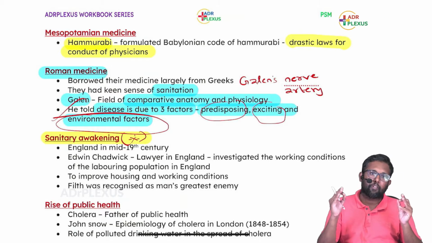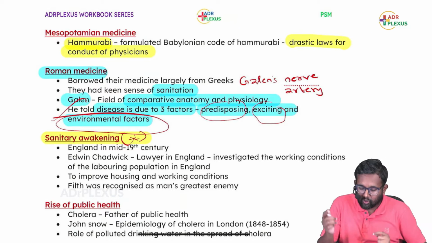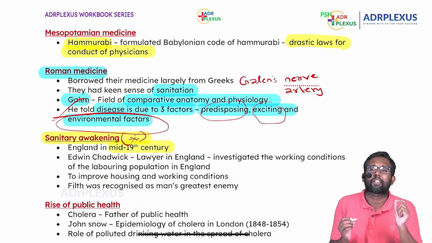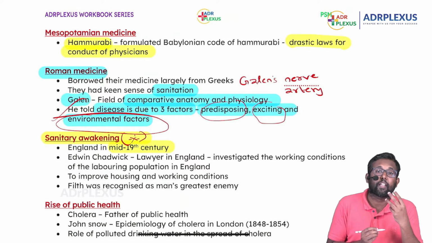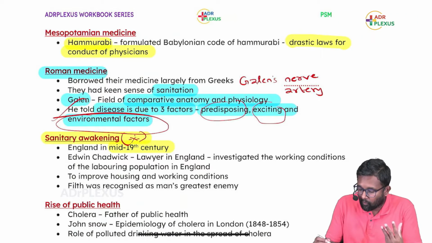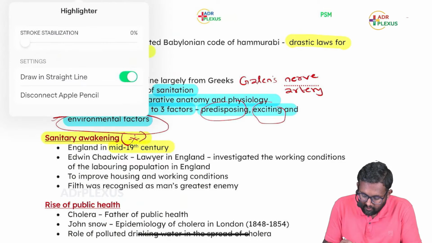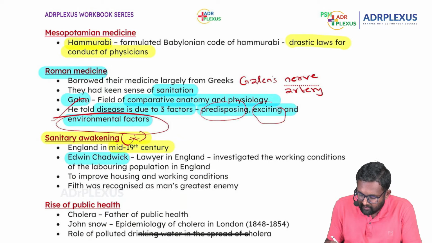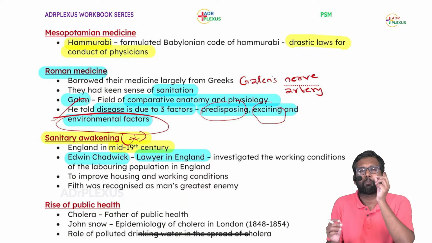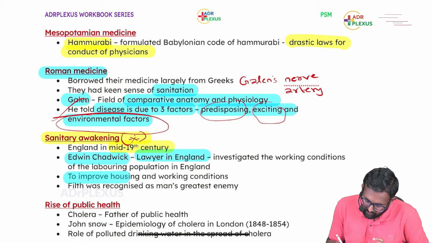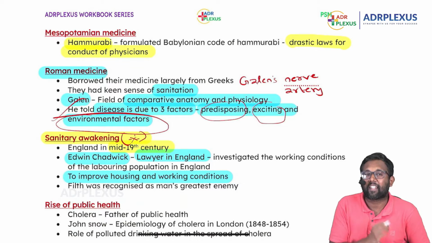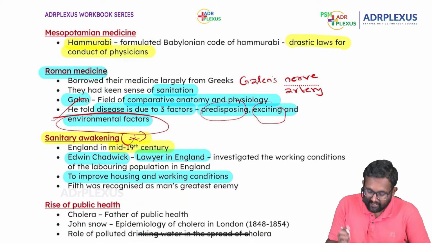In that kind of place, people were living in England in the 19th century. One person, called Edwin Chadwick, was actually a lawyer. He investigated the working condition of the people, and he found that they were living in a very bad place. There was very poor sanitation. So we have to improve their housing, he told. That is called sanitary awakening.